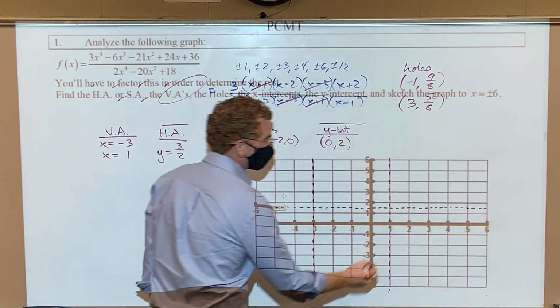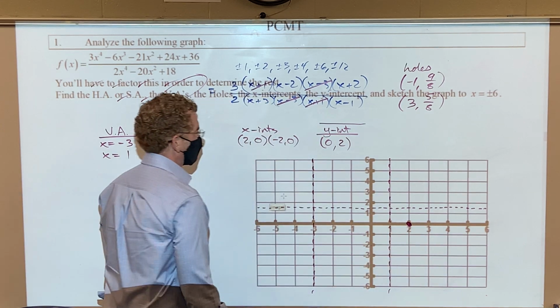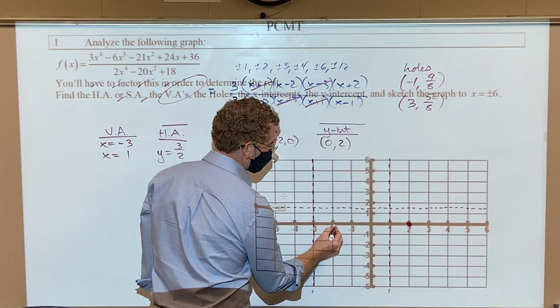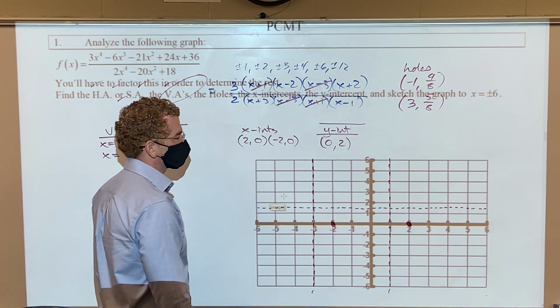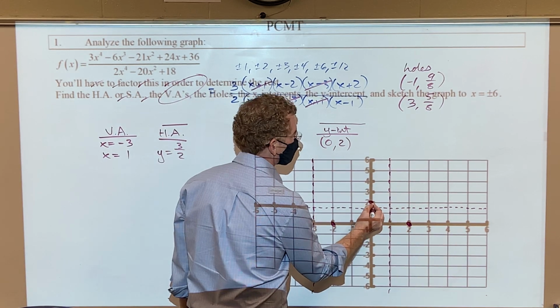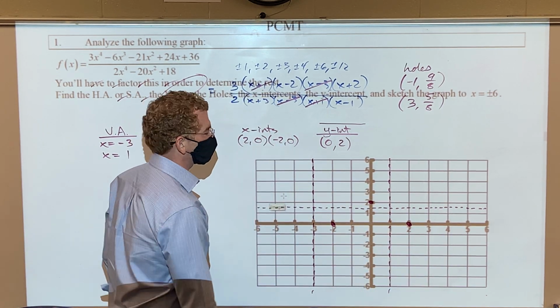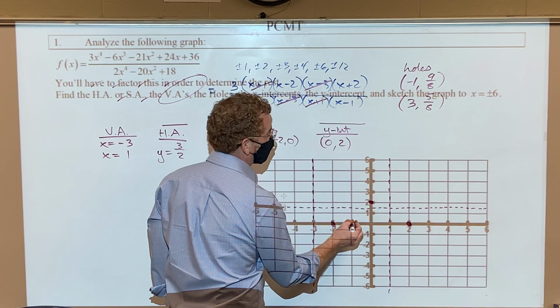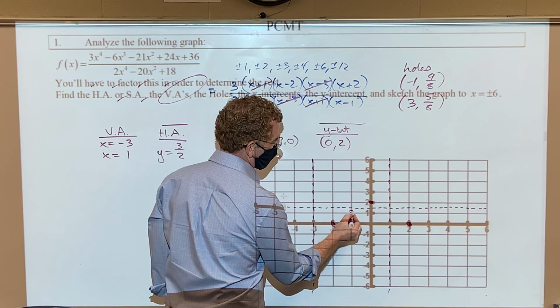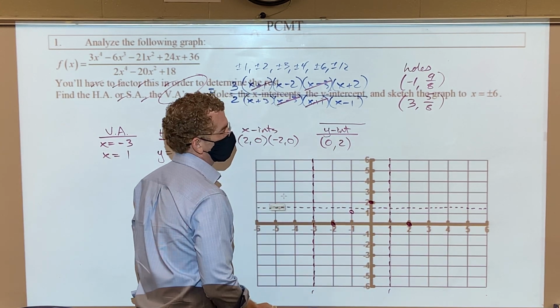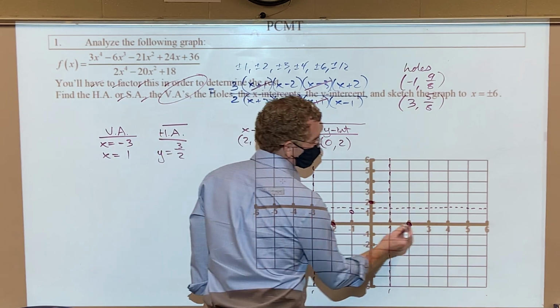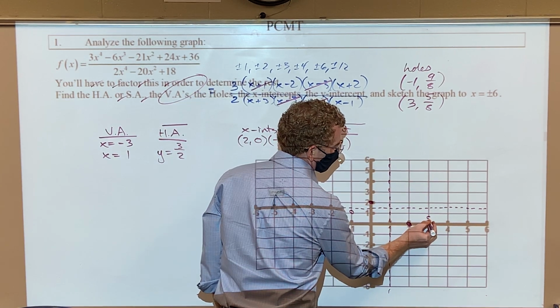X-intercept at (2, 0). X-intercept at (-2, 0). Y-intercept at (0, 2). Hole at -1, up 9/8, which is just barely over 1. And a hole at 3, 5/8, which is about a half, a little bit bigger than a half.